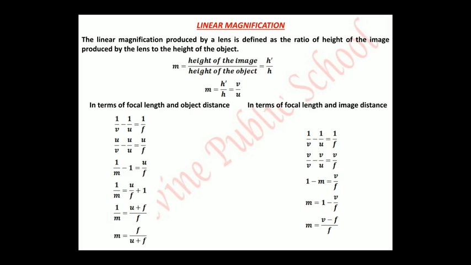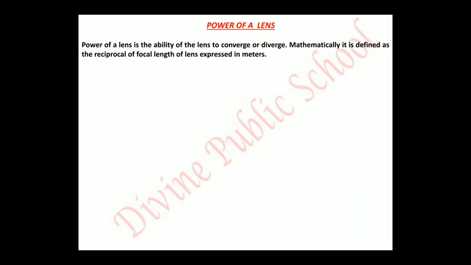Now let us move ahead. The next topic is power of a lens, which is going to be our last topic of the day. What is power? Power is basically the ability of the lens to converge or diverge. How much a lens is converging or how much a lens is diverging. Suppose a lens converges a parallel ray at 10 cm, means its focal length is 10 cm, and another lens has focal length 20 cm, so it converges a ray at 20 cm. So which lens has more converging power? Obviously the lens which converges the ray nearby the lens has more converging power.